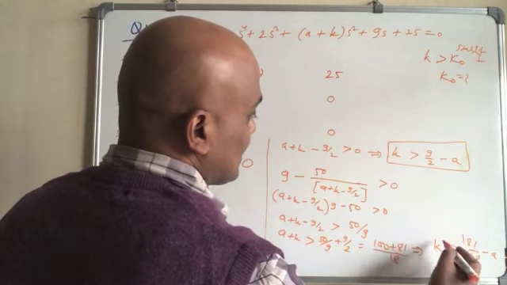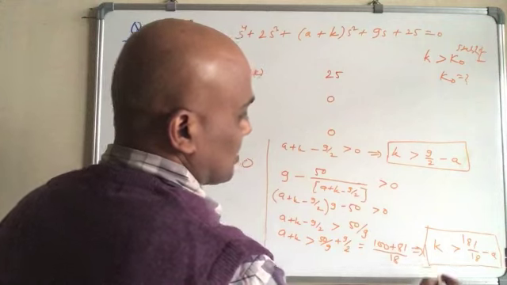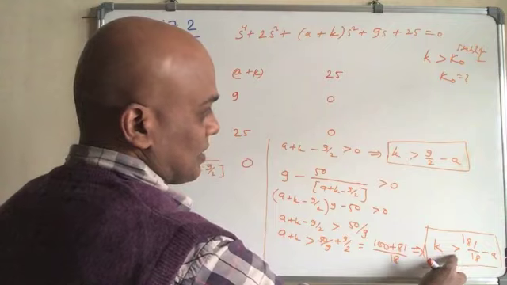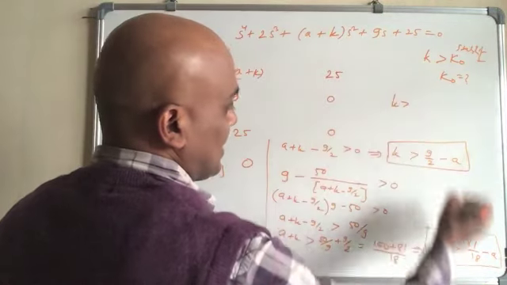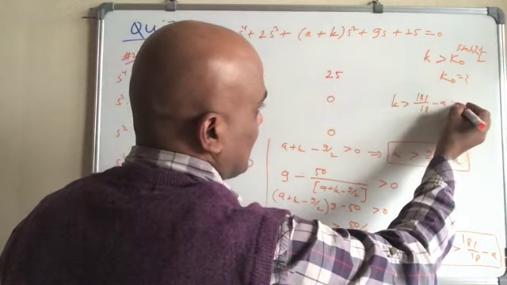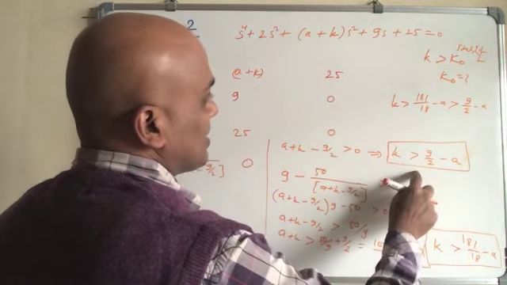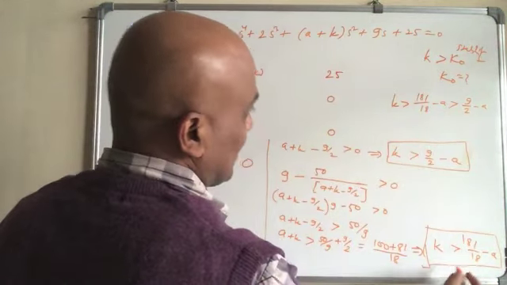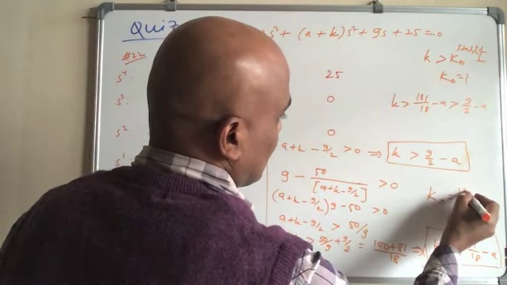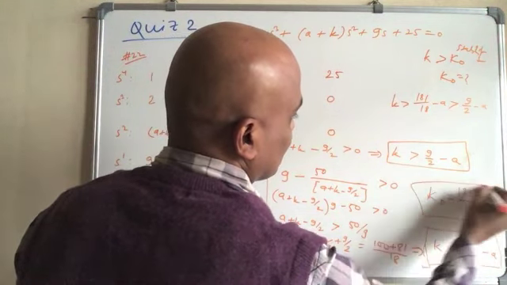So this is the criteria which is going to fit. Yeah, because this criteria is more strict, right? Because k is greater than 181 over 18 minus a, which is greater than 9 over 2 minus a. If you satisfy this one, it automatically satisfies this one. So the value will be this. Your k naught will be k naught equal to 181 over 18 minus a. So this is the answer.